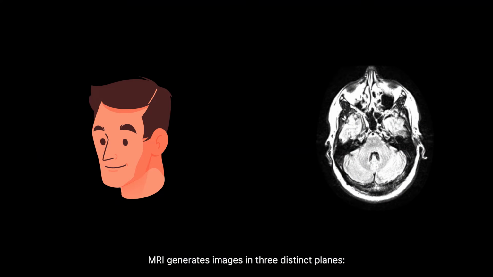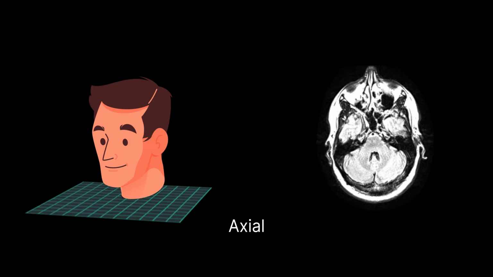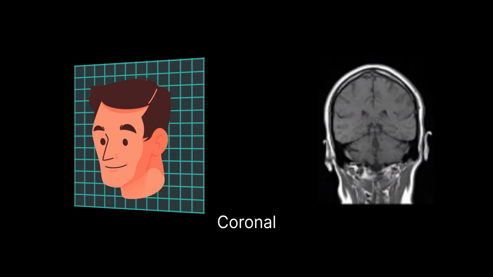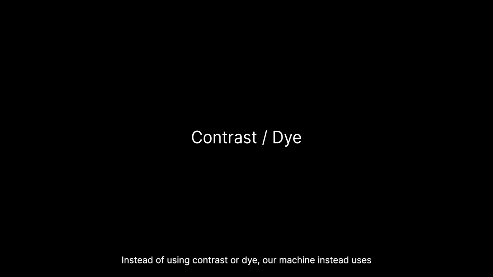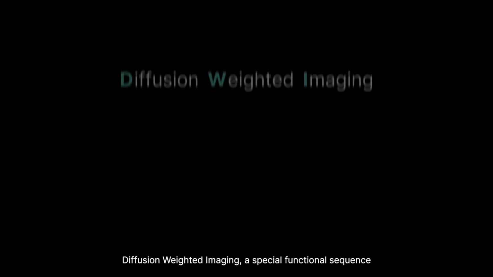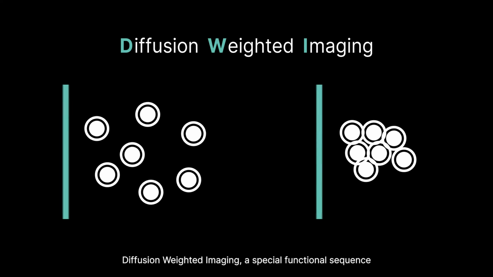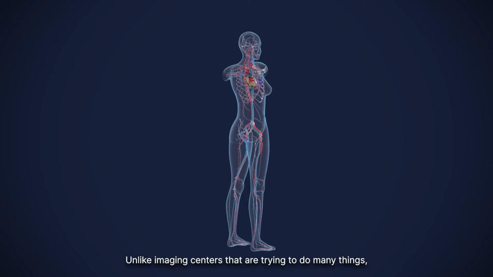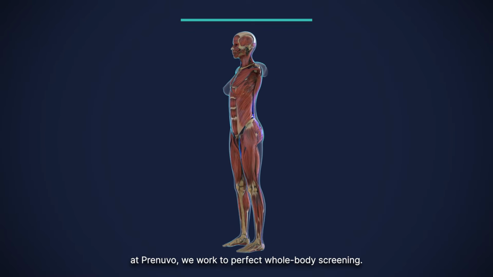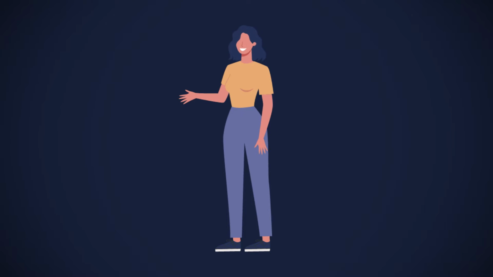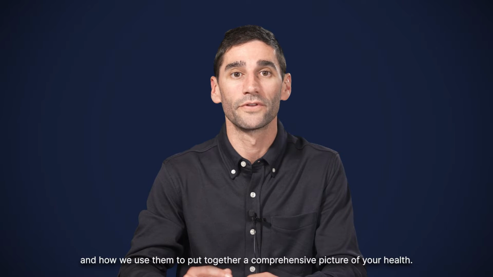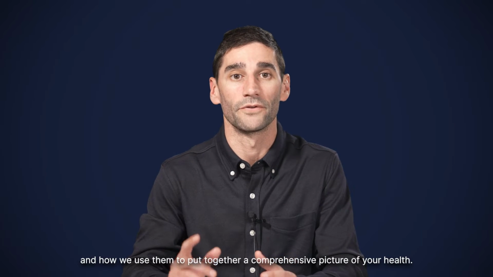MRI generates images in three distinct planes: axial, sagittal, and coronal. Instead of using contrast or dye, our machine instead uses diffusion-weighted imaging, a special functional sequence that detects abnormal tissue hardness. Unlike imaging centers that are trying to do many things, at Prenuvo, we work to perfect whole body screening. I am excited to take you through the images we acquire and how we use them to put together a comprehensive picture of your health.